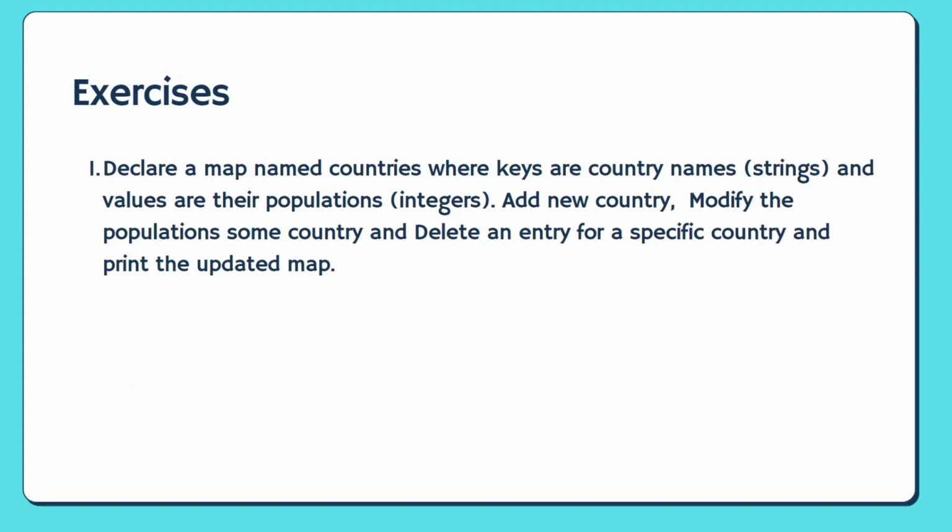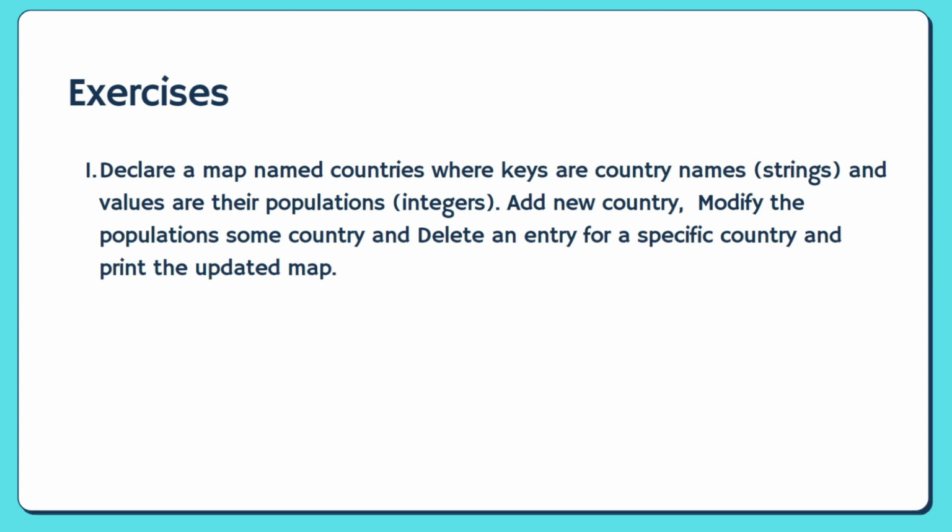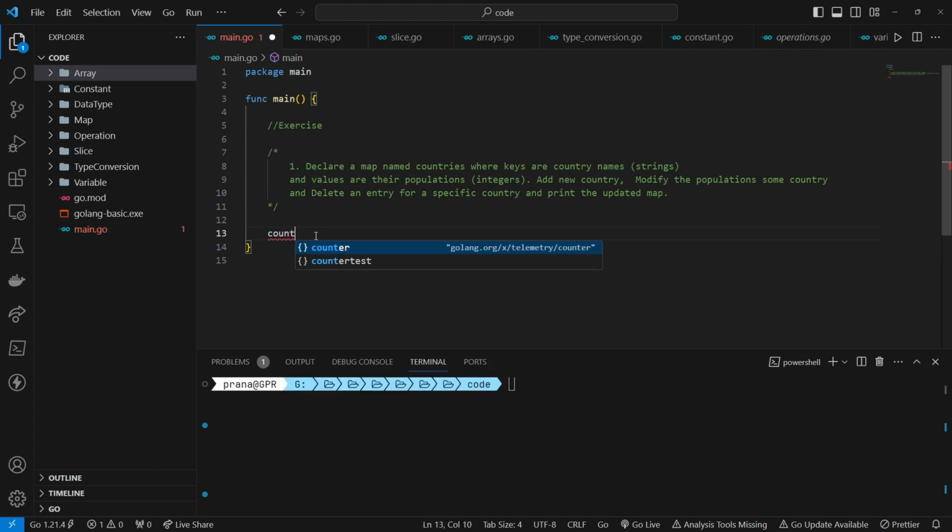Exercises. Declare a map named countries where keys are country names, strings, and values are their populations, integers. Add new country. Modify the population of some country, delete an entry for a specific country, and print the updated map. In addressing the first task, we initiate the process by creating a variable named countries in Go. This variable is a map that associates countries, USA, China, India, and Brazil, with their respective population values.